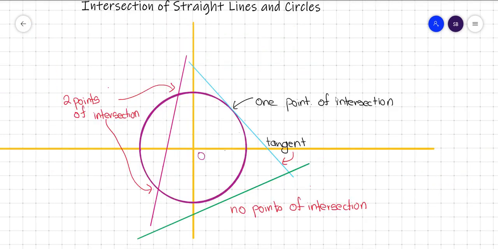So a summary of what we have learned so far is, if a line intersects the circle only at one point, then b squared minus 4ac is equal to 0. If a line intersects the circle at two different points, b squared minus 4ac should be greater than 0. If the line does not intersect the circle at all, then b squared minus 4ac is less than 0. Thank you.